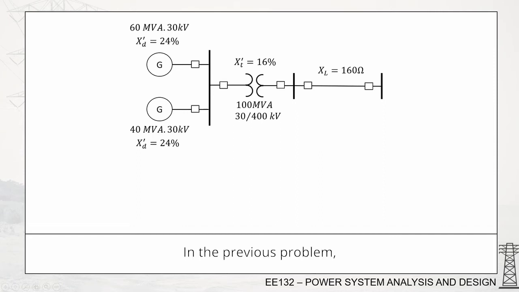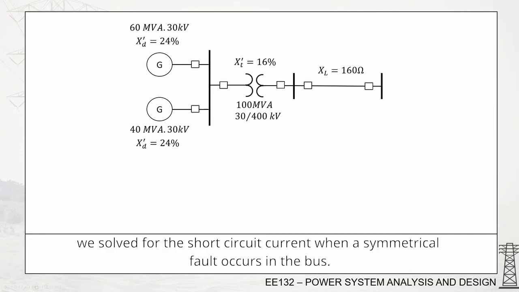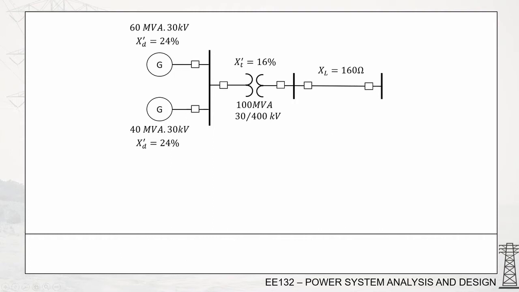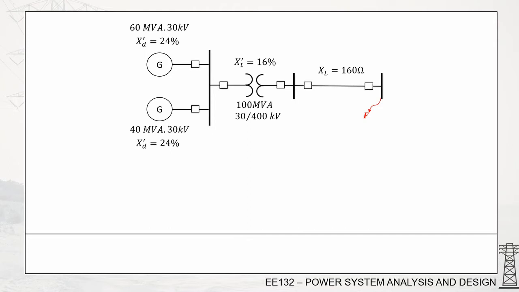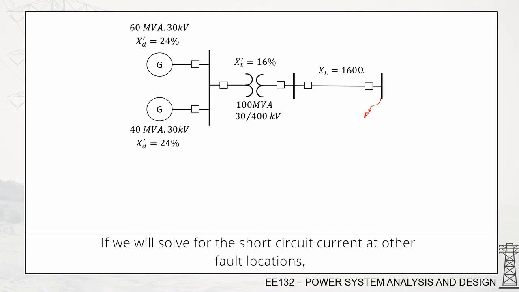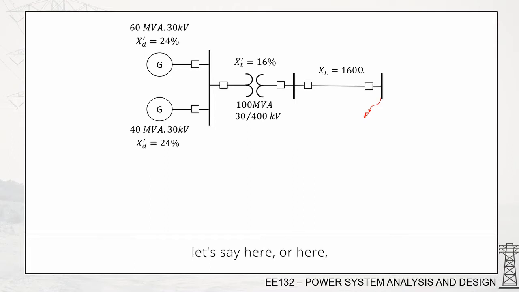In the previous problem, we solved for the short circuit current when a symmetrical fault occurs in the bus. We accomplished this through network reduction, where we determined the equivalent impedance at this fault point. If we will solve for the short circuit current at other fault locations, let's say here or here, then we need to reduce the network again to determine the equivalent impedance.